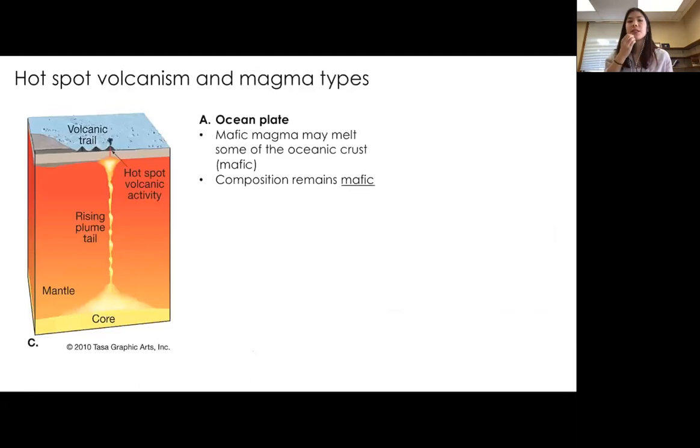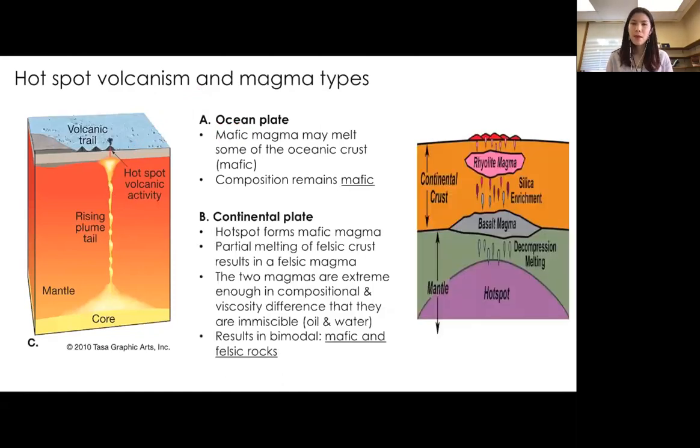We can get hotspot volcanism in many locations though. Hawaii and the Hawaiian volcanic chain is a really great example of hotspots within an oceanic plate. And because the mafic hotspot is interacting with oceanic crust, which tends to be mafic, the resulting volcanoes are mafic. However, we can also get hotspots in the middle of continental plates. This is what Yellowstone is.